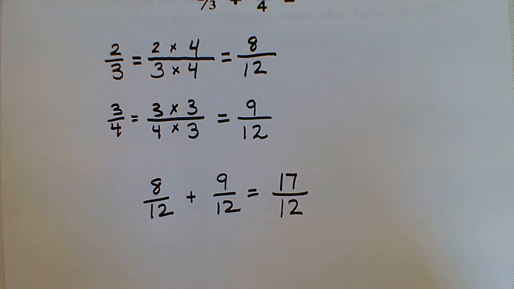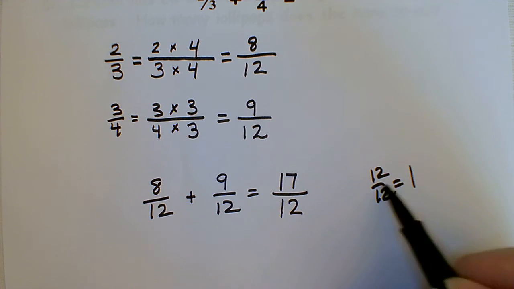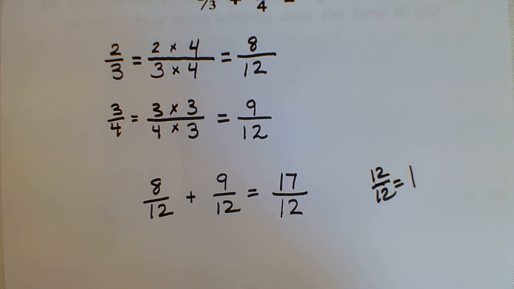But wait, hang on a second. We have a fraction greater than 1. Should we leave it as a fraction greater than 1? And remember, a fraction greater than 1 just means my numerator is larger than my denominator. We definitely should not. So what we want to do is pull out groups of 12/12. Remember, 12/12 is just equal to 1. So we want to pull out all the ones, all the wholes out of this.